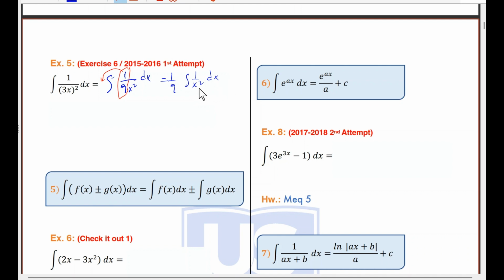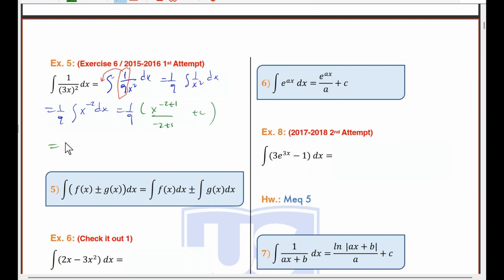I have variable at the bottom, which is not possible to solve by using power rule, so I should move it up. So it is 1 over 9 integral x to the power negative 2 dx. So 1 over 9, let's increase the power by 1, x to the negative 2 plus 1 over negative 2 plus 1 plus c.